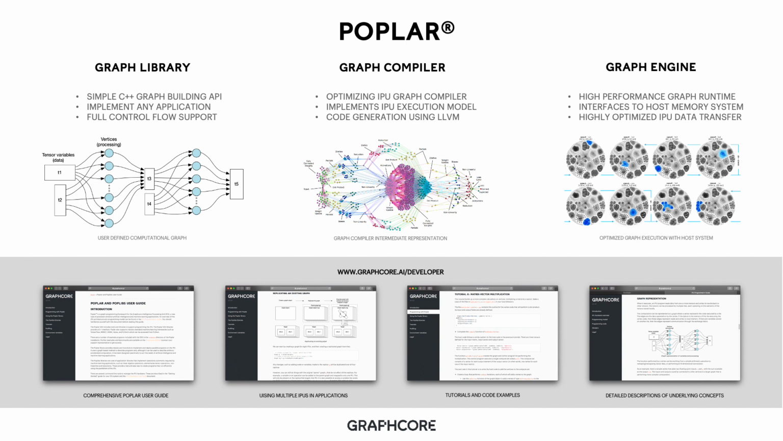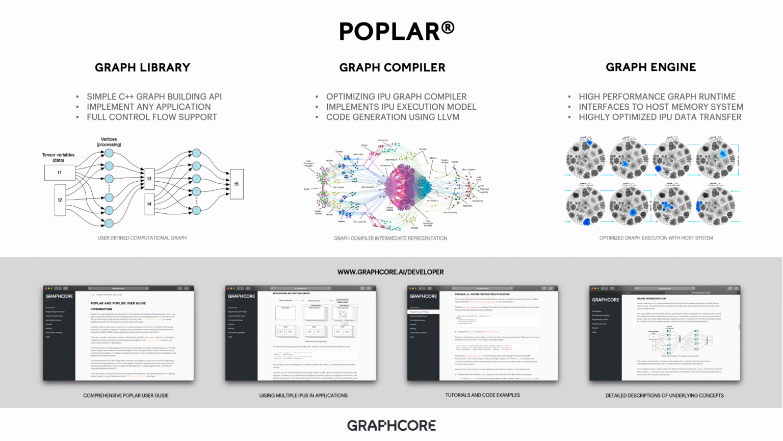Once we have compiled an application, we have to execute it. This functionality is provided by the Graph engine. This provides us with a high-performance graph runtime for interfacing with the host system. It allows efficient utilization of host memory and transfer of data between the IPU to the host system. This interface is highly optimized and provides key application capability for performance. The combination of these three components provide our POPLAR support.